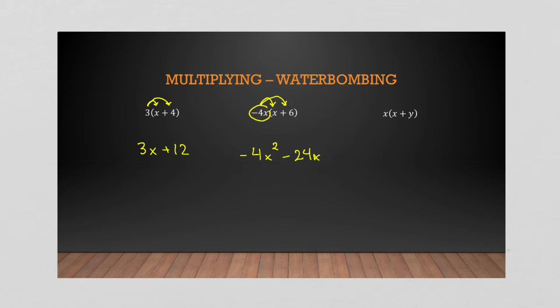So we're just going to be a little bit careful. We're now combining exponent laws with water bombing. So x times x is x squared. X times y is xy. And again, we want to make sure we're in descending order. Each of these things is already in descending order.